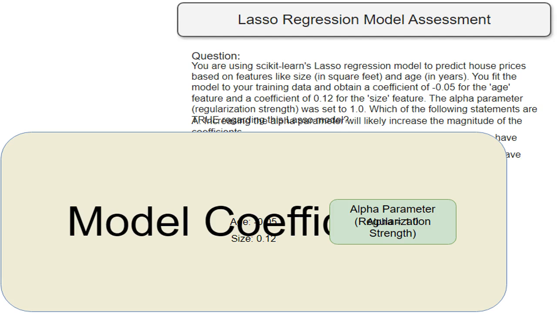The coefficient for the age feature is -0.05. This means that for each year a house is older, its predicted price decreases by 0.05 units, assuming other features remain constant. A negative coefficient indicates an inverse relationship.